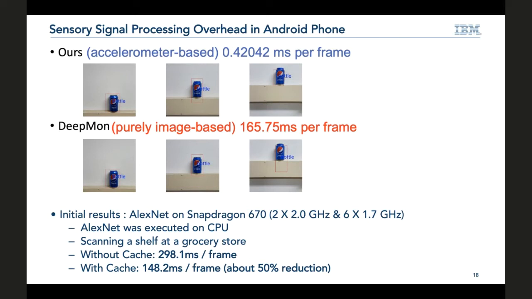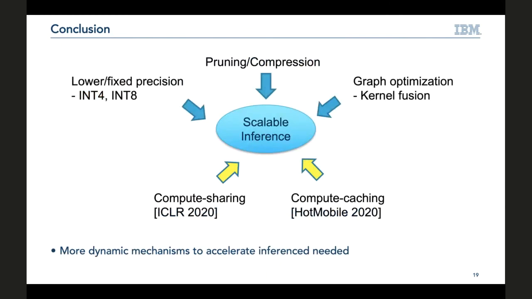We applied this technique to see how much gain we can get for inference on the mobile phone. If we use AlexNet as the object detection engine on the mobile phone, we found that we can get a 2x improvement in inference throughput. Okay, next page. I think we are getting to the end of the talk here.